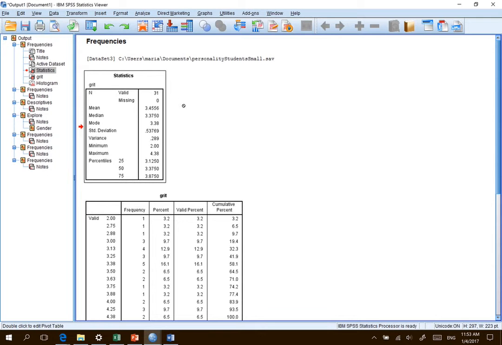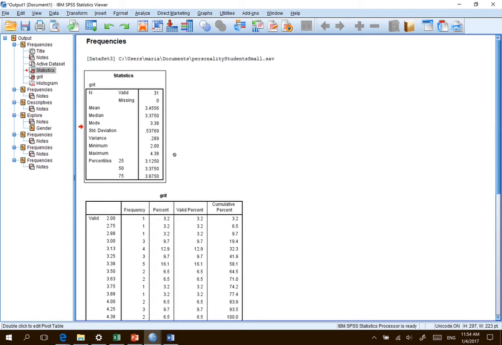On the other hand, we have also measures of dispersion. We have the standard deviation and we have the variance. Besides, we have the minimum and the maximum. Now these two values can give you the range. So you know that the least greedy person has a score of 2 and the greediest person has a score of 4.38. That means that the range of the grid score is 2.38. You can get that by subtracting the minimum from the maximum.